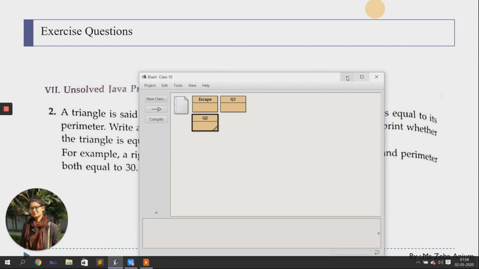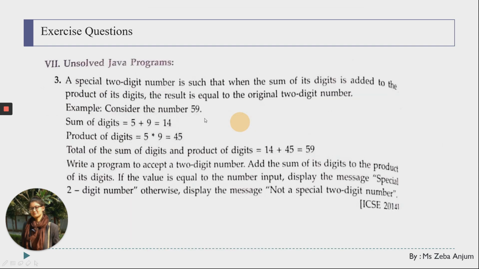Now the third question: the sum of digits and product of digits of a two-digit number, the result should equal the original two-digit number. See what you have to do. You have to enter a two-digit number, only a two-digit number. It means starting from 10 till 99. Only two digits it should contain.